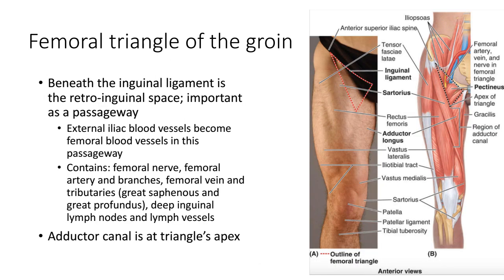With this femoral triangle, it's what we call a retroinguinal space. It's an important passageway. The external iliac blood vessels become the femoral blood vessels in this passageway. And the passageway also contains the femoral nerve, the femoral artery and its branches, the femoral vein and its tributaries like the great saphenous and deep femoral veins, and then the deep inguinal lymph nodes and the lymph vessels. Those are all found within the femoral triangle of the groin.